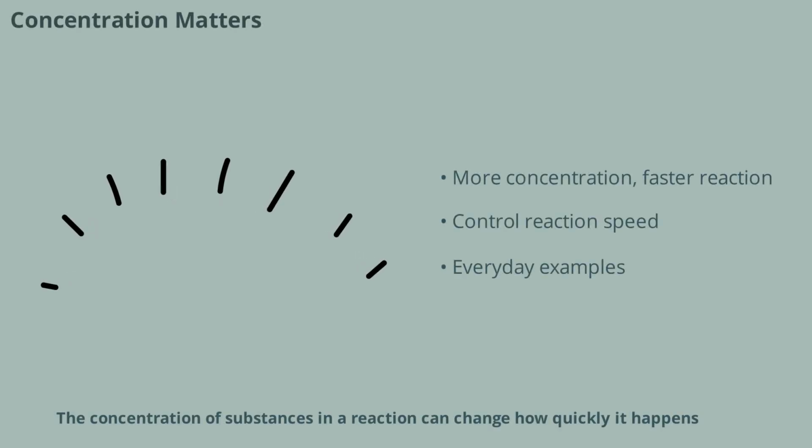Concentration of substances in a reaction can change how quickly it happens. Higher concentration means more particles are available to react, speeding things up. This is why adding more yeast makes bread rise faster, or why strong acids react more vigorously. By adjusting concentration, we can control the rate of chemical reactions in labs and in everyday life.